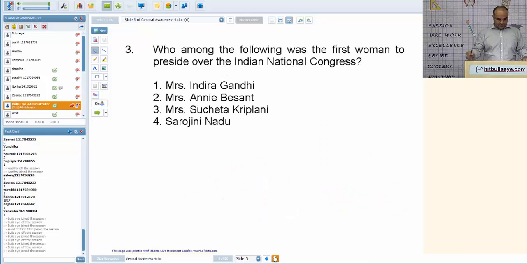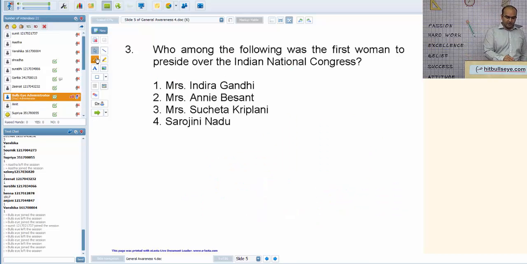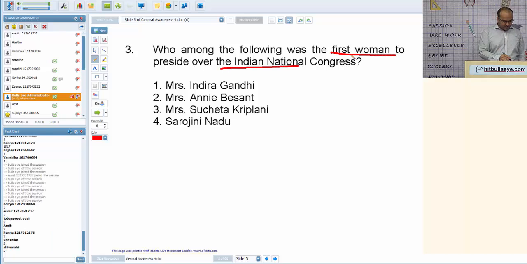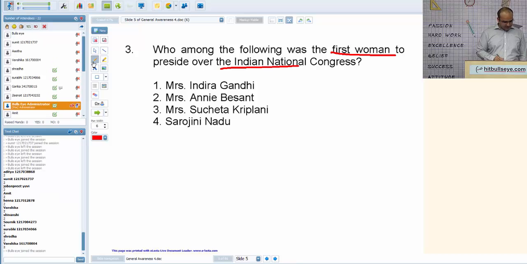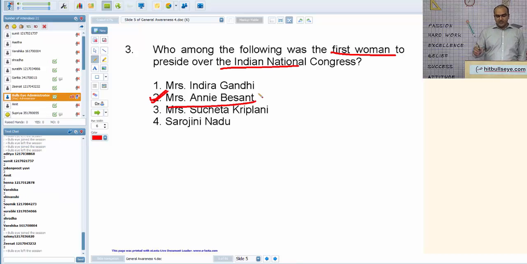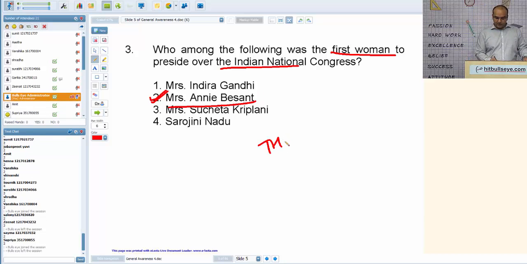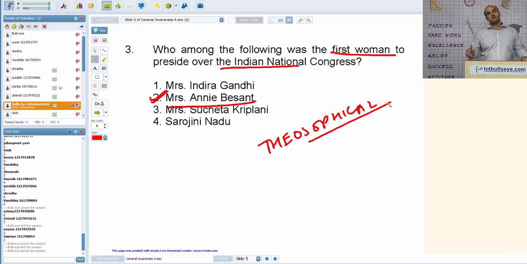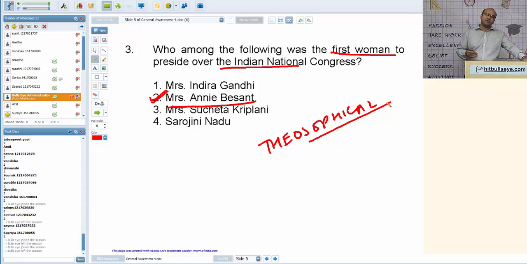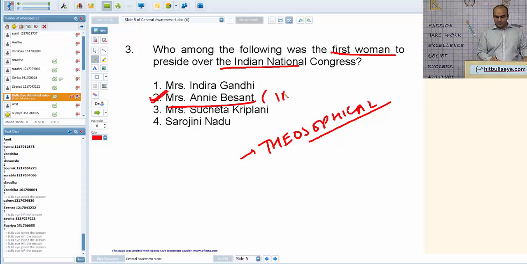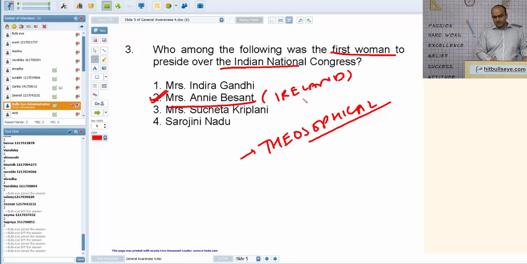Next question. Who among the following was the first woman to preside over the Indian National Congress? Okay, great. Good to see that most of you are getting the answer correct. So the answer is Mrs. Annie Besant, right? Annie Besant, of course, was one of the founders of the Theosophical Society in India, right? This Theosophical Society was mainly concerned with studying Oriental or Eastern religions, right? Later she became politically active also.